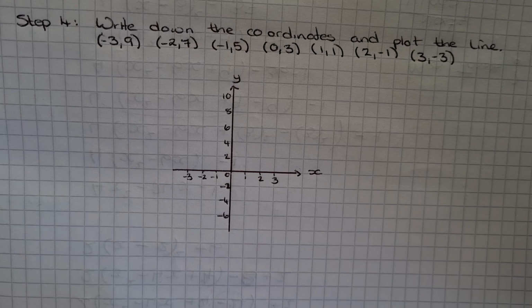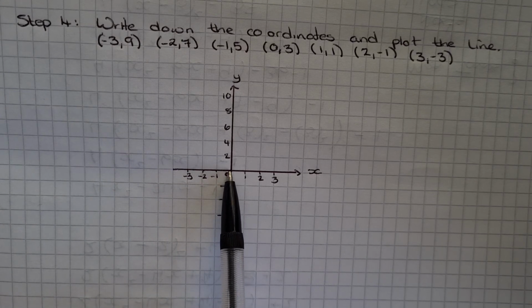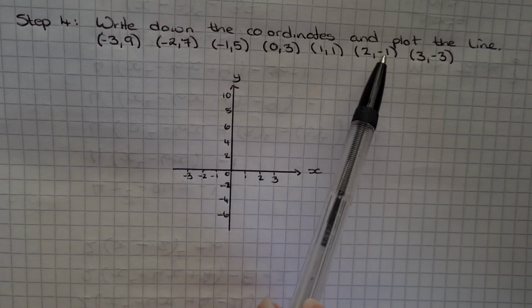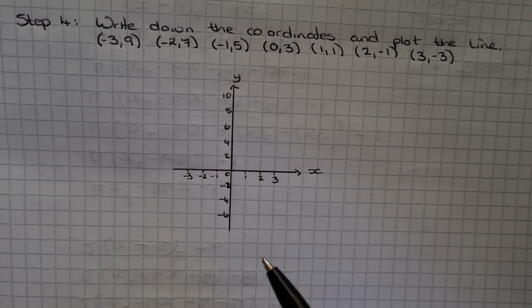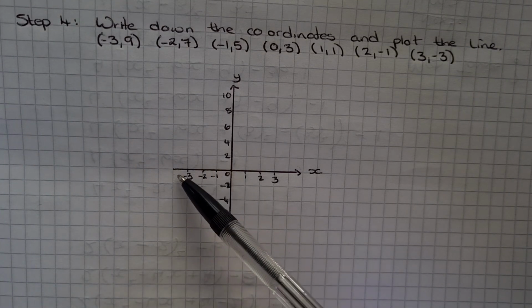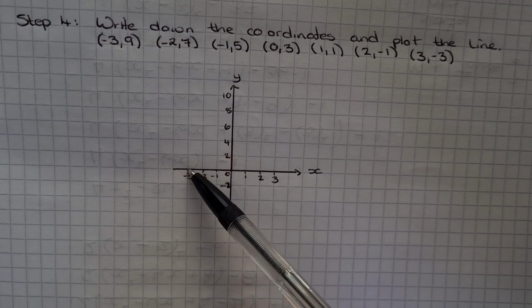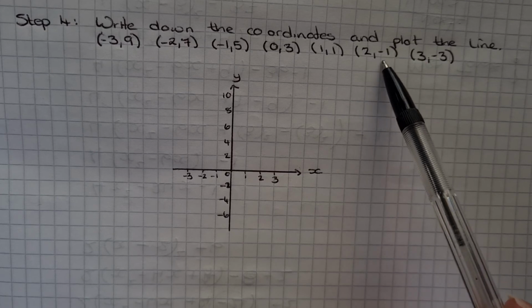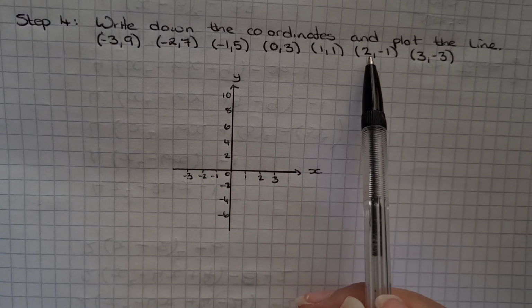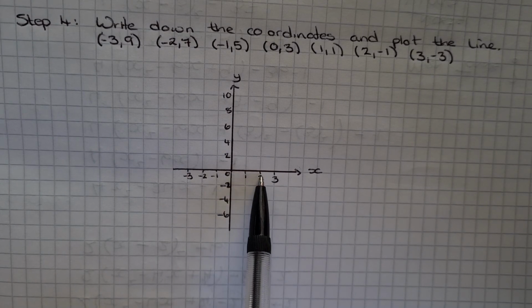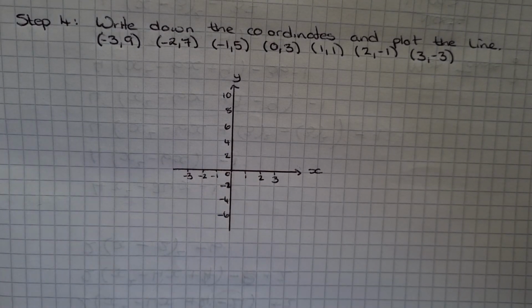Remember, it's up to you what you want to go up in, as long as you're going up evenly, and you've got 0 at the origin. And we're going to just plot all of our points. Remember, it's along the way first. This time we've got negative numbers. So if your first number is negative, you're going along the way to the left. So along to negative 3 and up to 9. If you've got a second number that's negative, that means you'll be going down the way. So for example, for 2, negative 1, you're going along to 2, but down to negative 1.